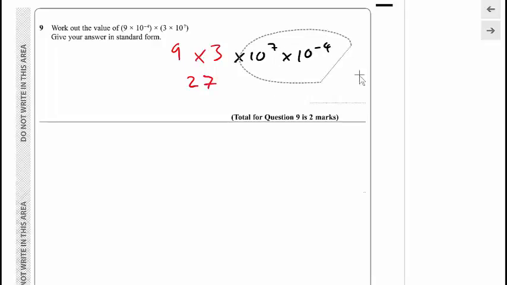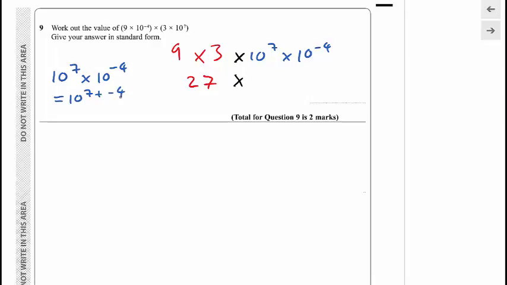Then I'm multiplying that by 10 to the 7 times 10 to the minus 4. Laws of indices time here. 10 to the 7 times 10 to the minus 4. What do I do when I've got the same base and I'm multiplying? I just add the powers, right? So this is the same as 10 to the 7 add negative 4. I keep the base the same and add the powers. Well, plus negative, the negative always wins. So it's 7 minus 4, which is just 3. So it's actually 10 to the 3. That was far easier to work out, wasn't it?